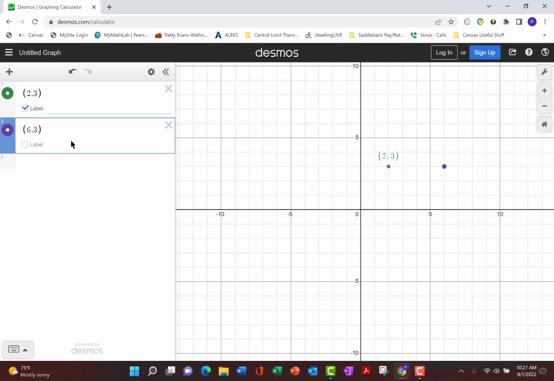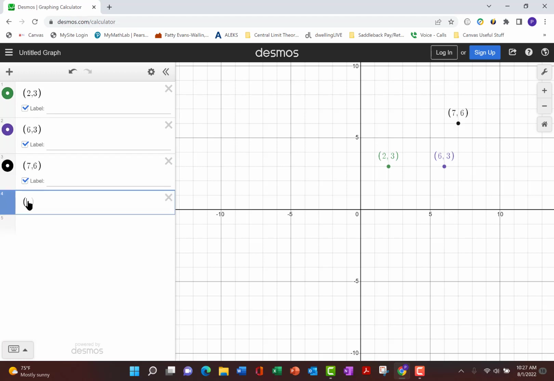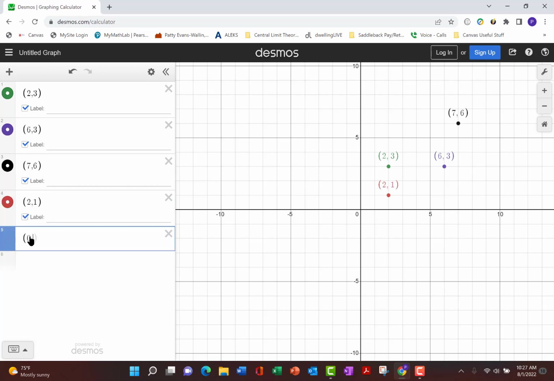(6, 3), (7, 6), (2, 1), and lastly, let's plot the origin, which is (0, 0).